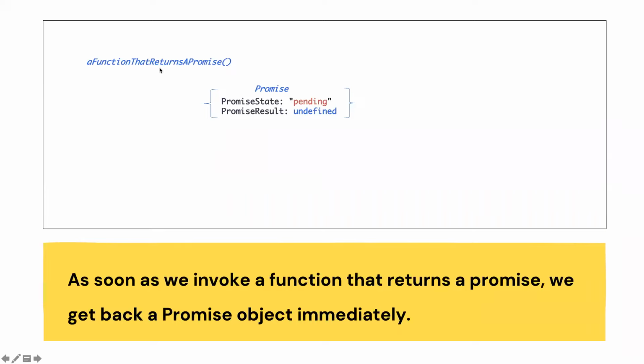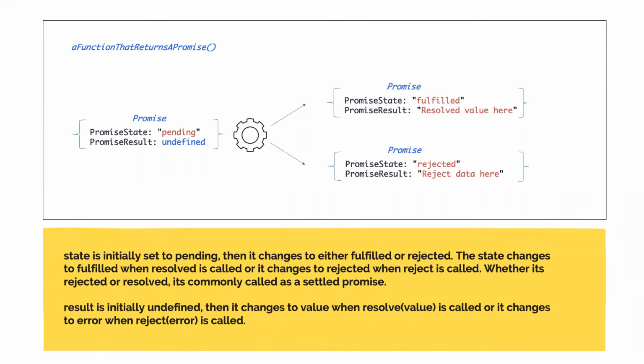So a function that returns a promise. Whenever we invoke that, we get a promise object back. And it has a state which is usually pending to begin with. And then it has a result which is undefined as soon as we invoke it. After the processing happens, after the asynchronous task is done, then the promise state changes into either fulfilled or rejected.